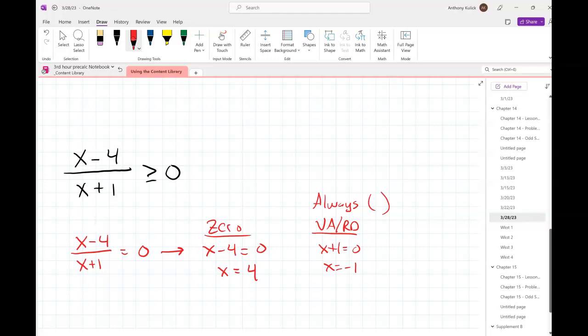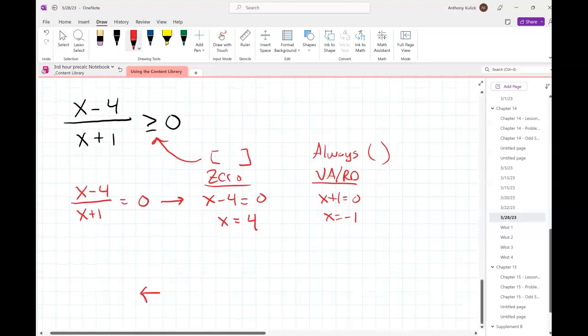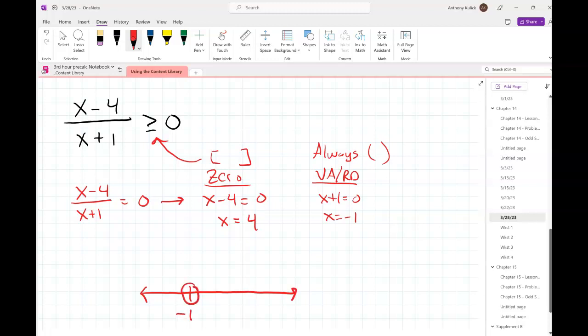So our answers that are asymptotes or discontinuities, we always use a parenthesis because they're always undefined in the function. Here, the 0 is going to depend on whether we're talking about a less than or equal to. Since we have a greater than or equal to, we know those are going to be brackets. So I've collected all the information I need for my sign diagram. So -1, I'm going to do an open circle there. And then 4, and that's going to get a filled circle there.